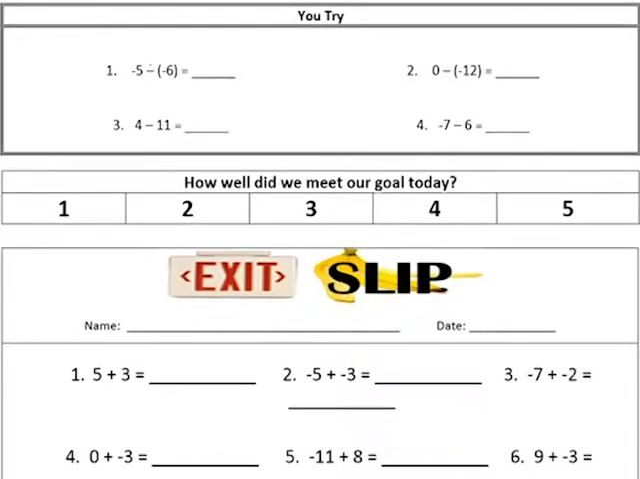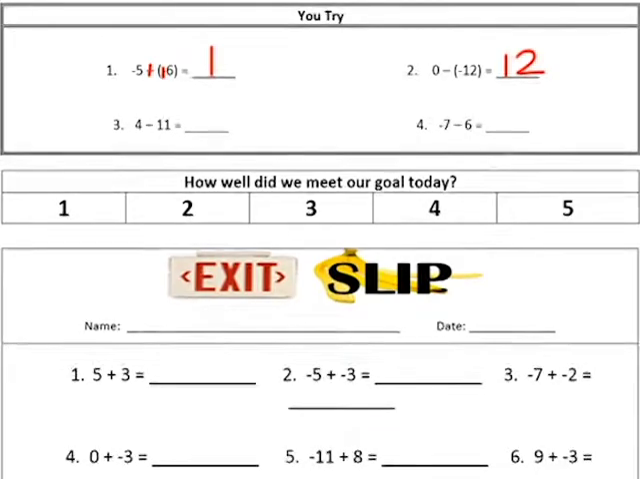Negative 5 minus negative 6, or minus a negative is plus a positive. They're opposite signs. Bigger absolute value minus smaller absolute value. 6 minus 5 is 1. The bigger absolute value is positive, so my answer is positive.